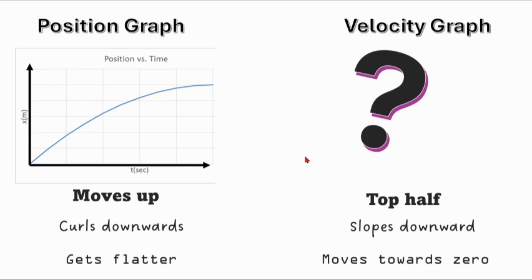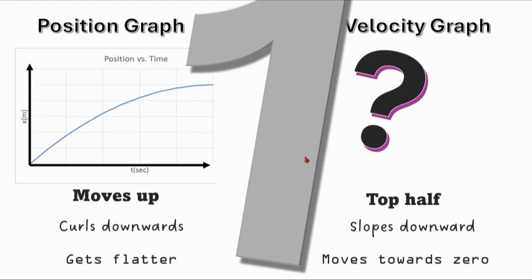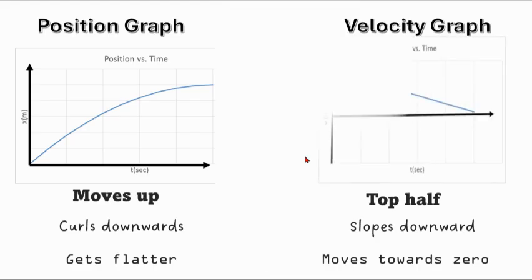Go ahead and pause the video and write down what you think that graph is going to look like. We'll have the answer in 3, 2, 1. And there it is. You can see that this graph does all three requirements. In the top half, it's sloping downward because you have a negative acceleration, and it's moving towards zero. At the end, it's almost at zero velocity, just like on the position graph, where this line is almost flat at the end. So this is an example of a positive velocity but negative acceleration.